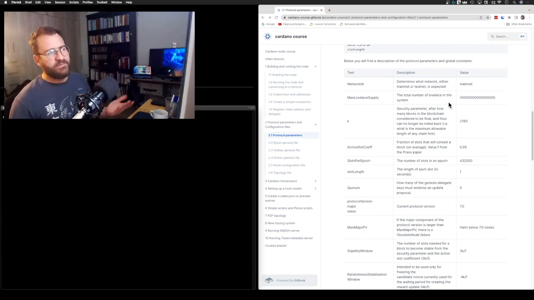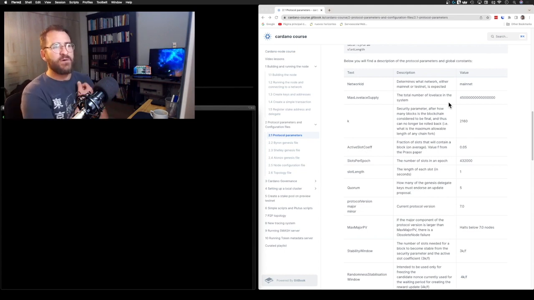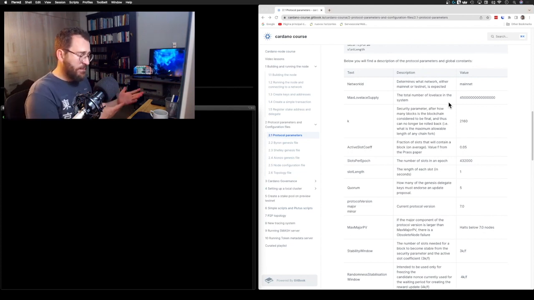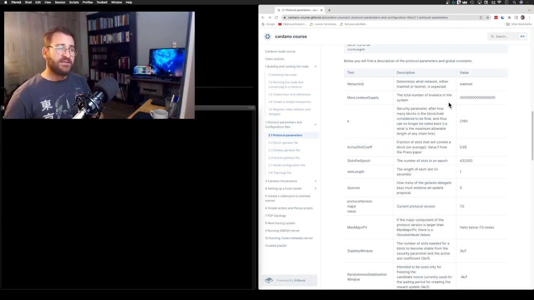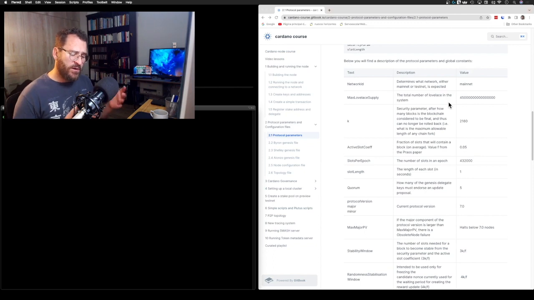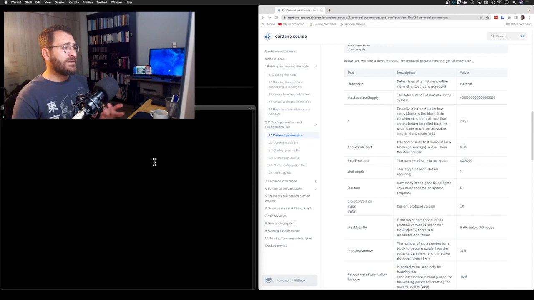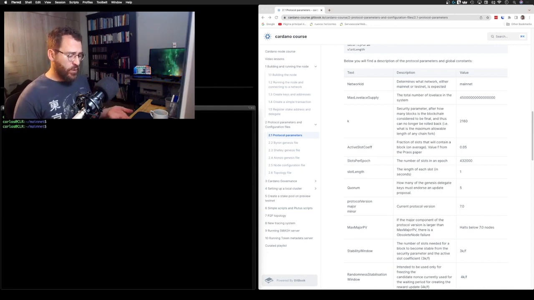And the first one to mention is probably the network ID parameter. It's a global constant, and it basically determines what network we are talking about. It can be a mainnet or it can be a testnet. If it is a testnet, then we will have another parameter or another option to specify which testnet in particular, and that is the network magic. But for now, it is just the network ID, what identifies what kind of network we are connected to.